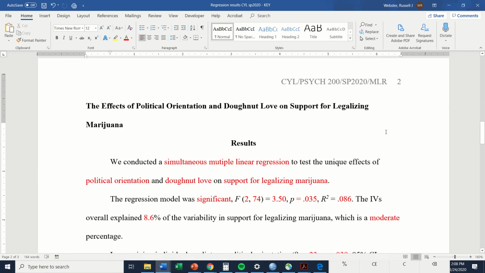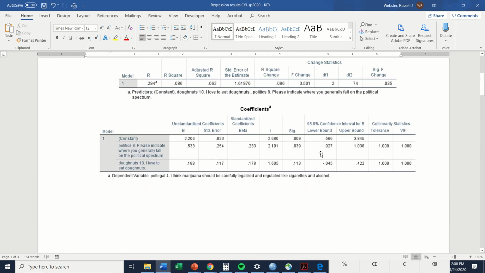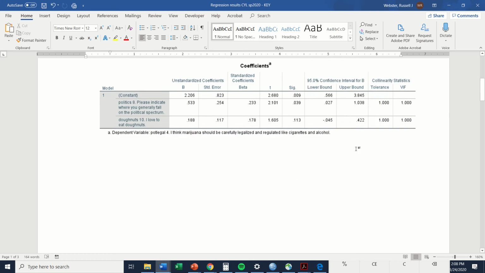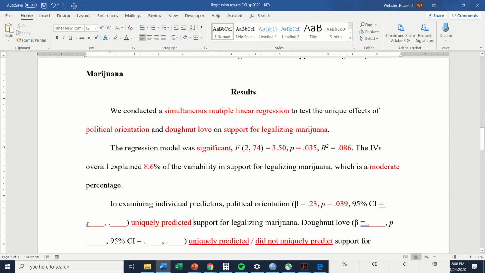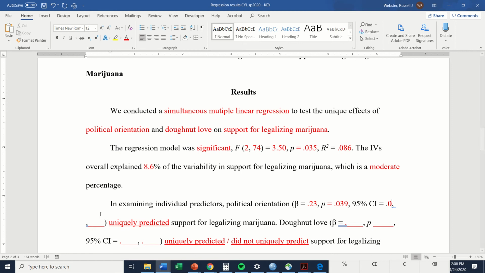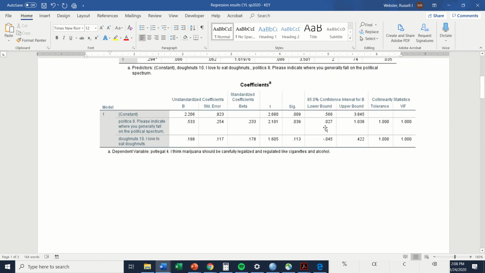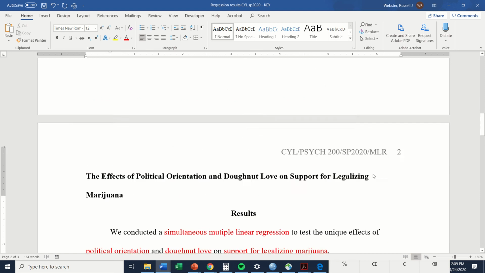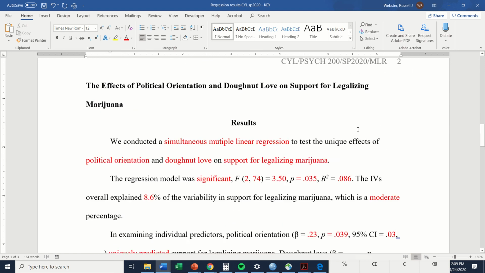And then our 95% confidence interval, 0.03 and 1.04.